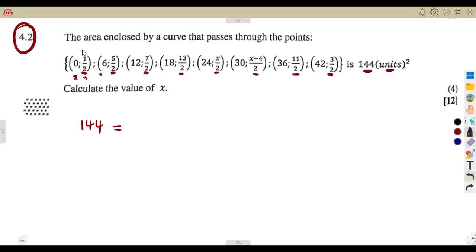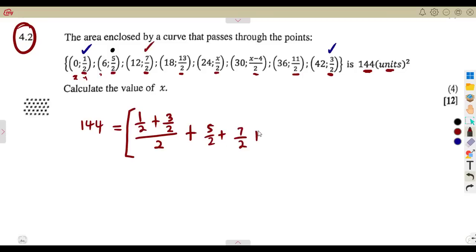So we are going to consider the first, which is 1 over 2. So remember, it's first plus the last, which is 3 over 2, everything divided by 2. Okay, that's our formula. Then what are we going to do? We are going to add the remaining ordinates, all of these. So we are remaining with what? 5 over 2. So we are going to add 5 over 2 plus 7 over 2 plus 13 over 2 plus x over 2 plus x minus 4 over 2.